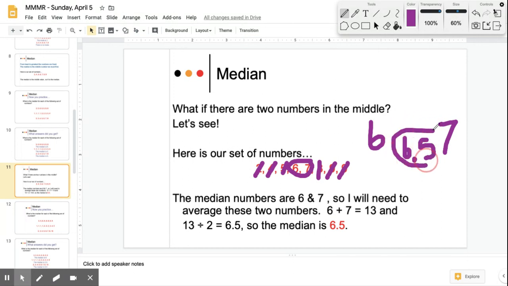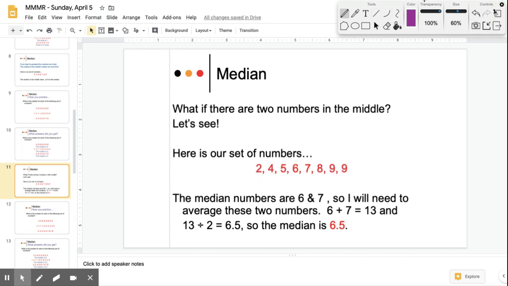So we would say 6.5 is the median. Some of you might have to use the strategy that's listed here. So the median numbers are 6 and 7, so you can find the average of those two numbers. You can simply add 6 and 7, which is 13, and then you can divide by 2 because you added two numbers together, and that will also give you 6.5 as the median.